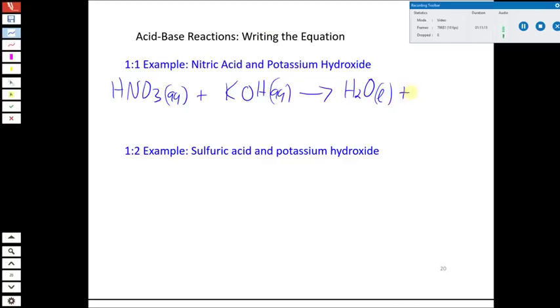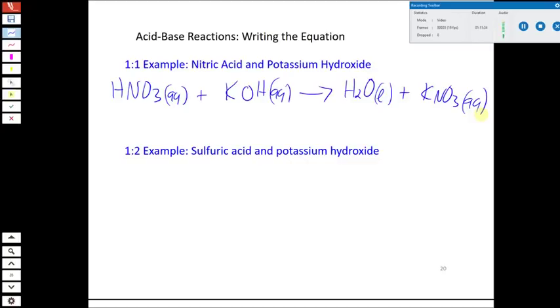And then the ionic compound. So we have K plus from the base as our cation, NO3 minus from the acid, combined to make an ionic compound, KNO3. And as we've already seen today, this one is a soluble ionic compound, so we just have aq next to it. It's still in solution.